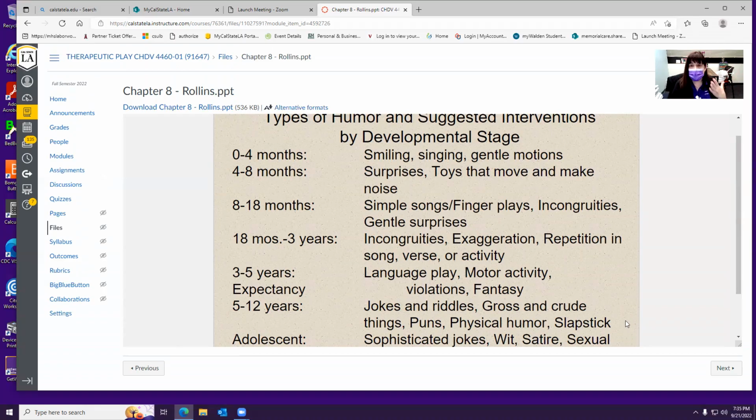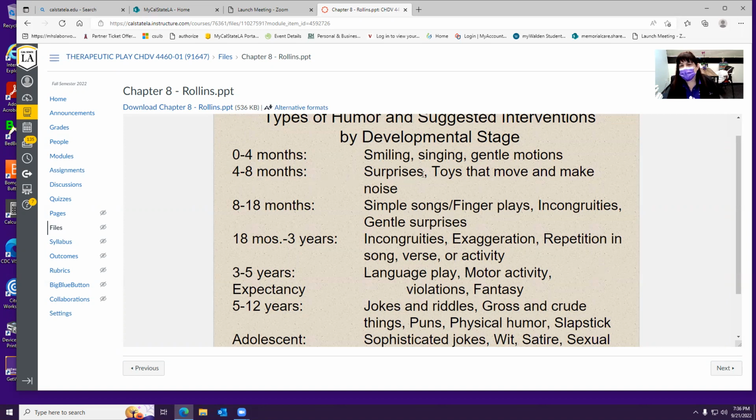0 to 4 months, according to developmental stages, children smile, they sing, they make raspberries, they have gentle motions, they can look in a mirror, they mimic facial expressions of the caregivers in their environment. And when you see parents exaggerate things like, oh, who's a pretty girl? And clap, clap, clap your hands, and making enlarged facial expressions, children will mimic those later on.